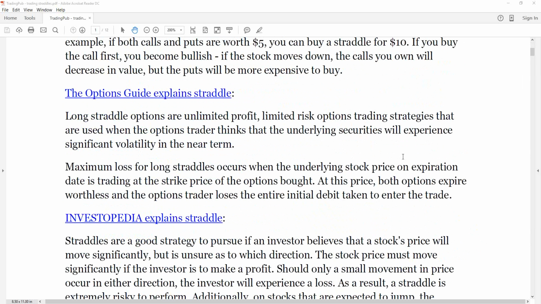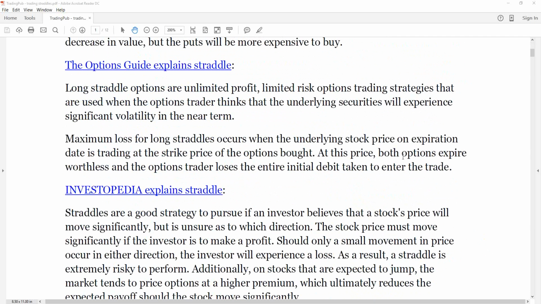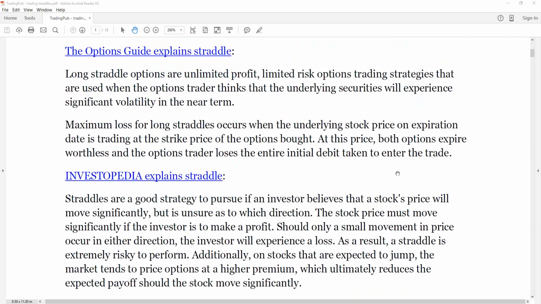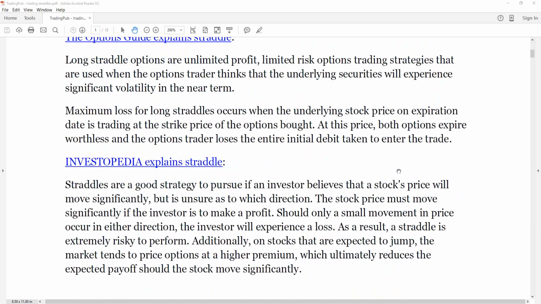So Options Guide explains the straddle. Long straddle options are unlimited profit, limited risk option trading strategies that are used when the options trader thinks that the underlying securities will experience significant volatility in the near term. Maximum loss for long straddles occurs when the underlying stock price on the expiration date is trading at the strike price of the options bought. At this price, both options expire worthless, and the options trader loses the entire initial debit taken to enter the trade.